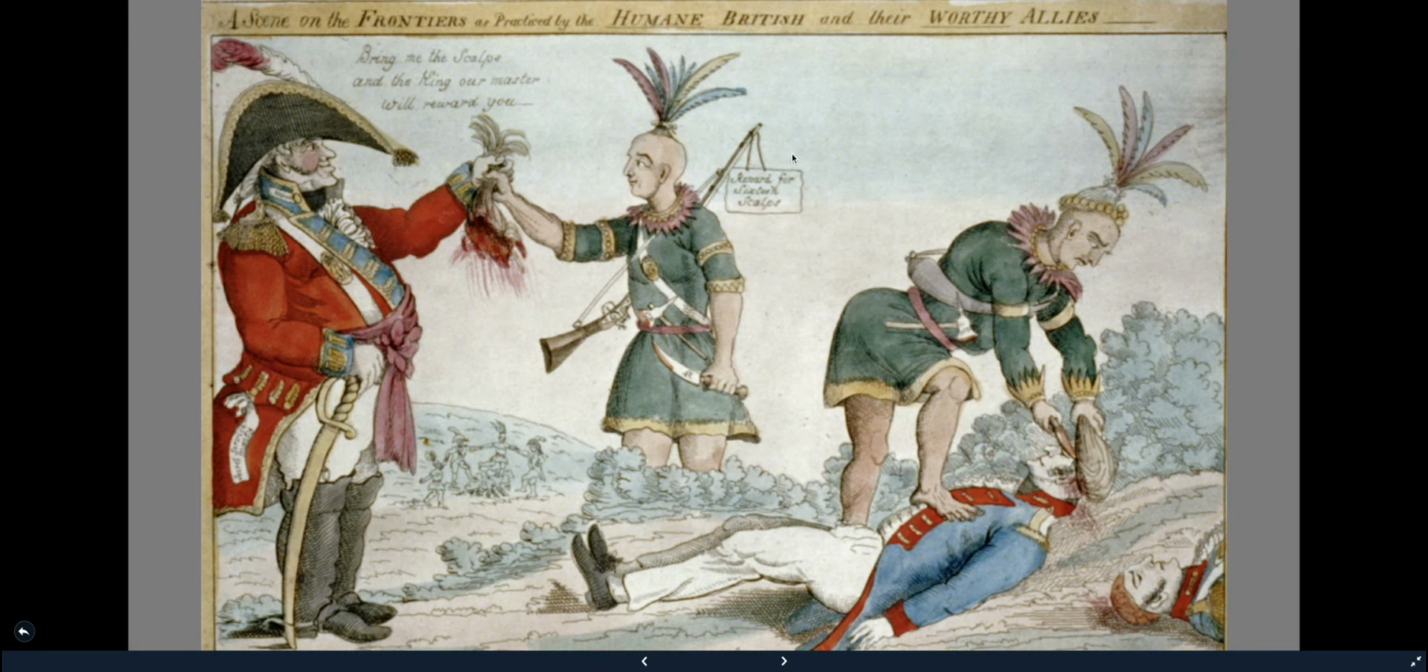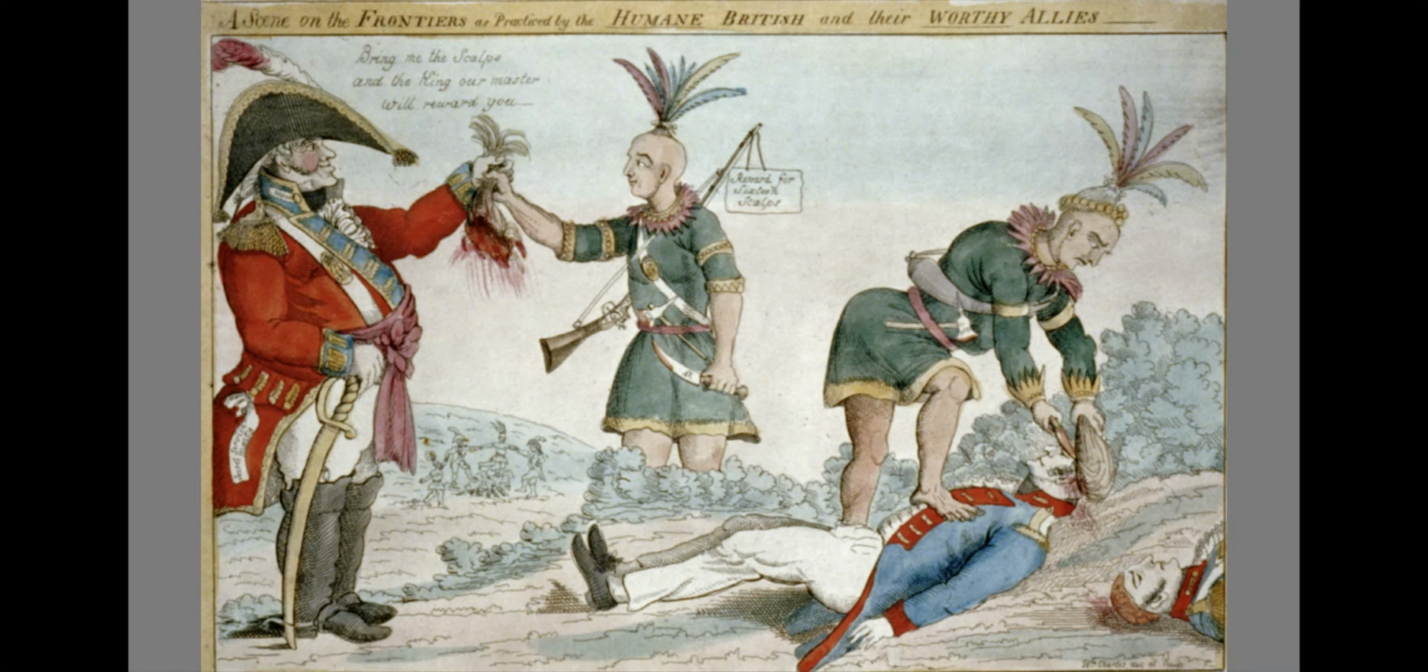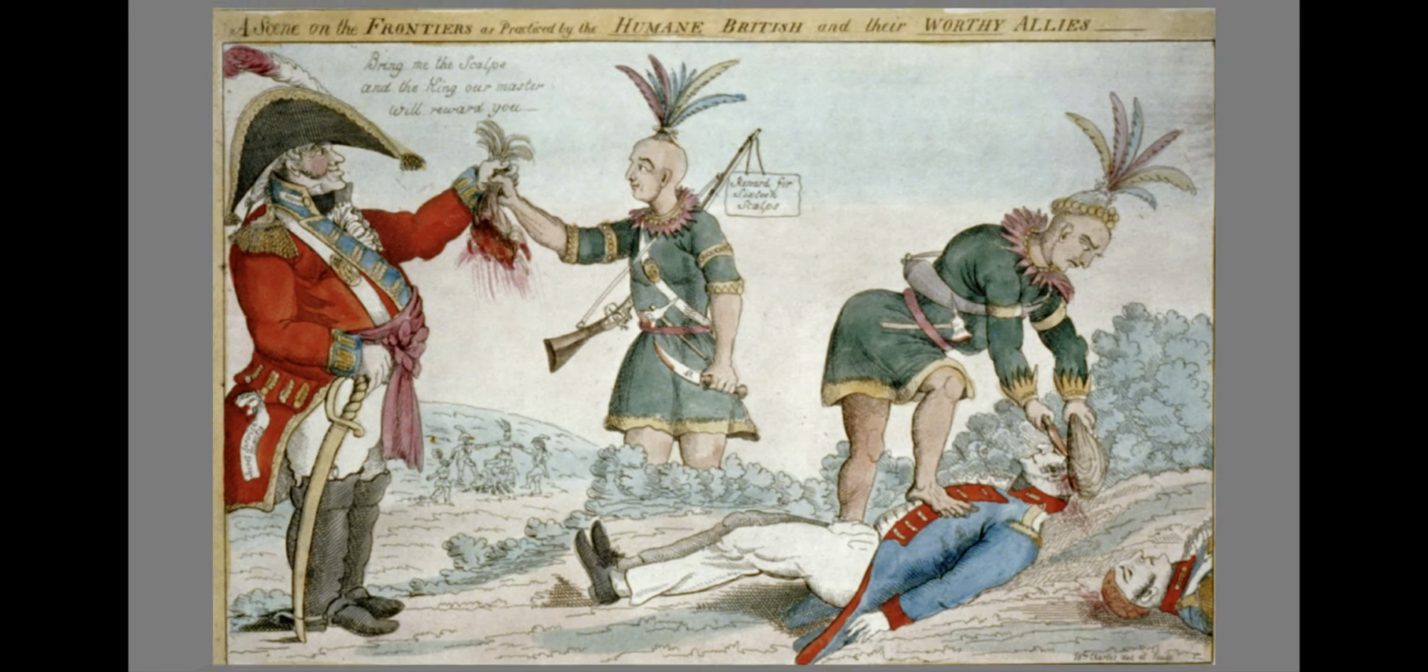This cartoon is showing right here, it says reward for 16 scalps. If you could prove that you had killed 16 Americans, England would give you a gun, right? So this cartoon is even saying, bring me the scalps and the king, our master, will reward you. That is what's going on here. So the United States is not happy that England is putting their fingers into this conflict, if you understand that. And that will lead into the next thing we're going to be talking about here in social studies, when eventually we go back to war with England, but that is something that we will talk about later on.